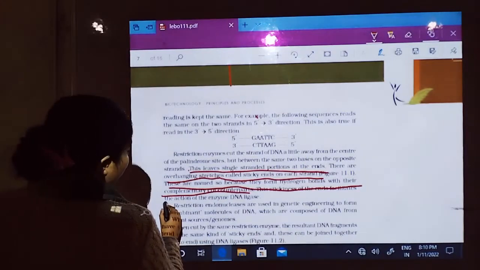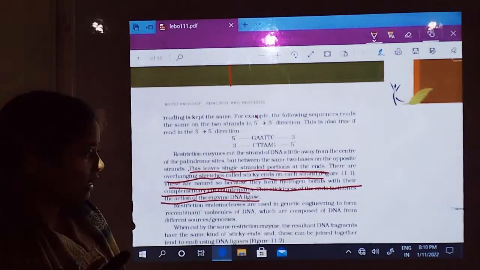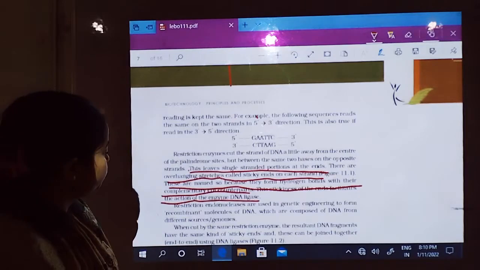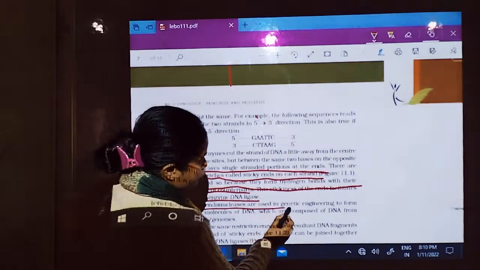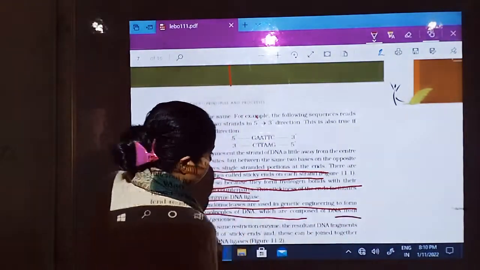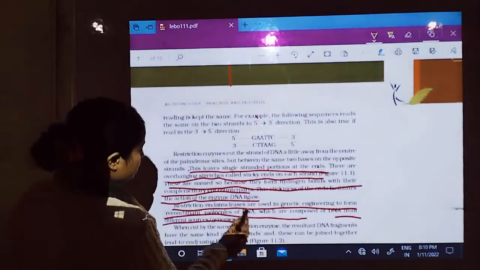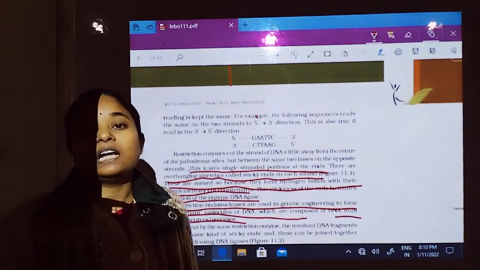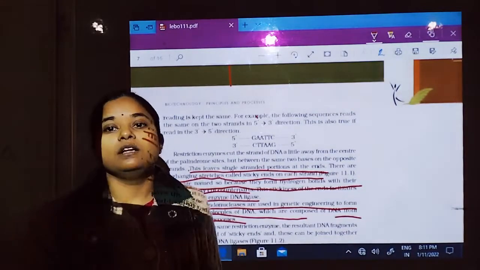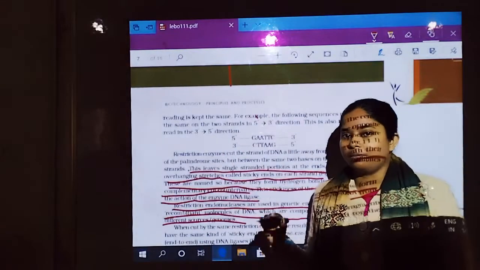Then the enzyme DNA ligase is used for the ligation of two different DNA strands. So restriction endonucleases are used in genetic engineering to form recombinant DNA molecules, which are composed of DNA from different sources or genomes. So we can ligate two different types of DNA isolated from two different living organisms by the action of EcoRI and the enzyme DNA ligase.